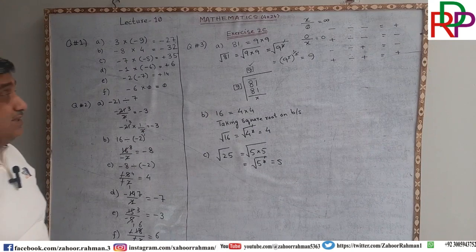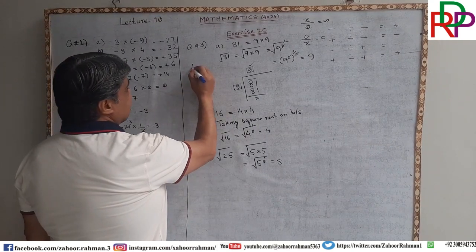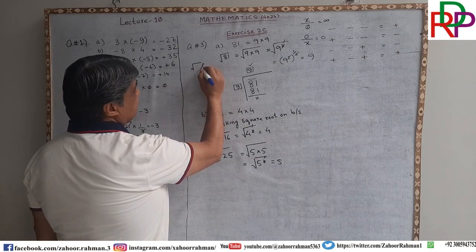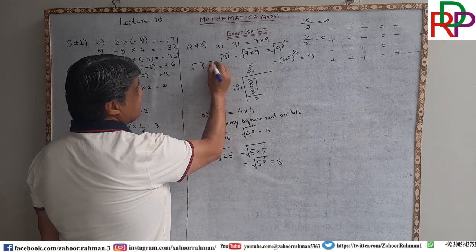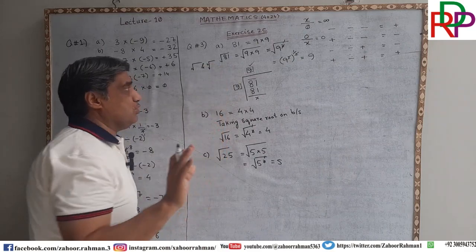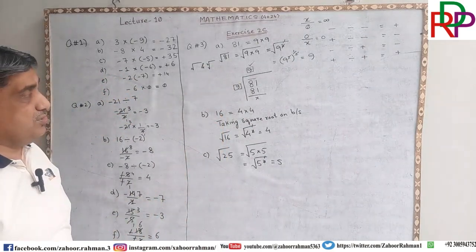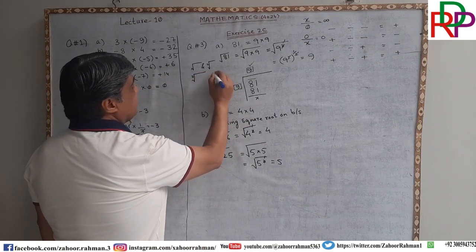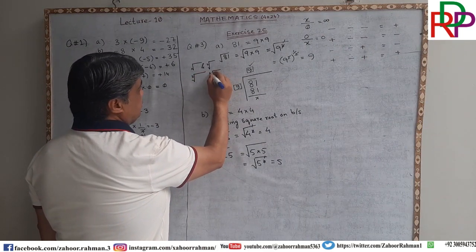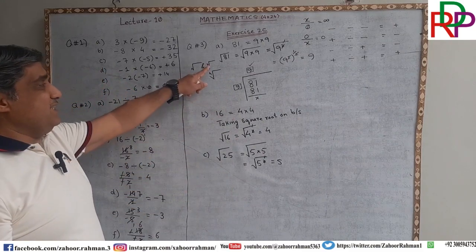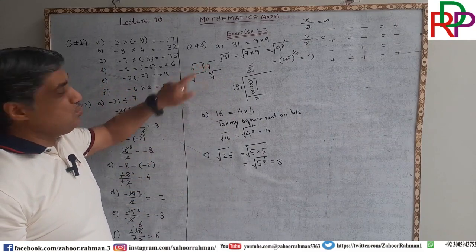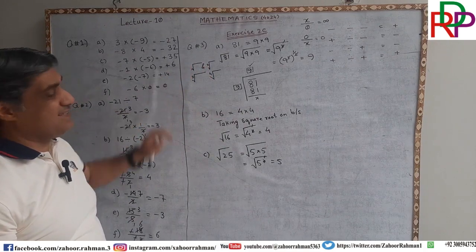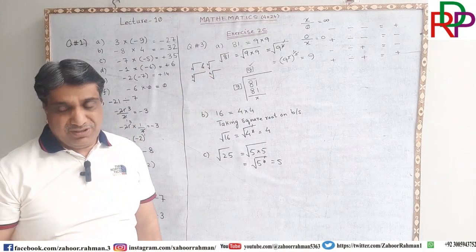Remember that this symbol is called square root. There is cubic root, there is fourth root, but if it is square root, then people do not write the 2. If nothing is there, then it means square root.